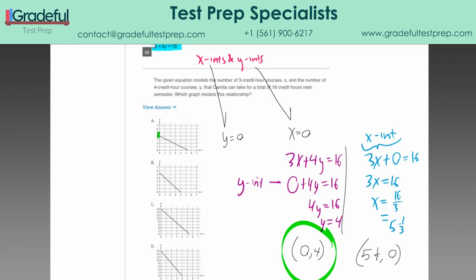And that's pretty much the only place. So we already know, based only on the y-intercept, that it has to be A for number 26.